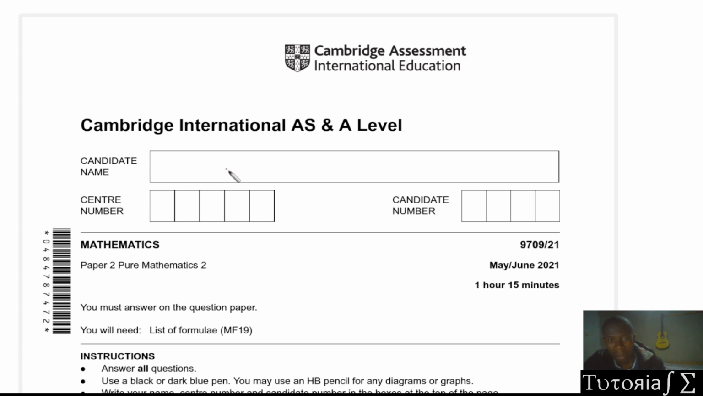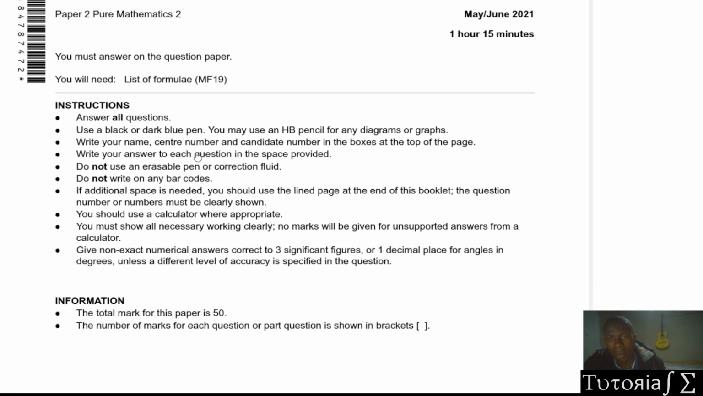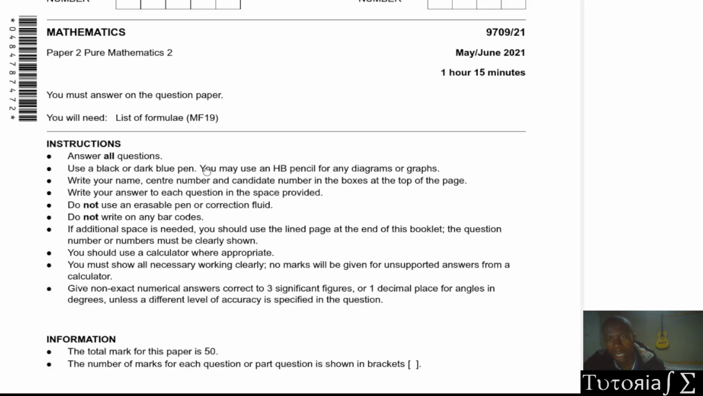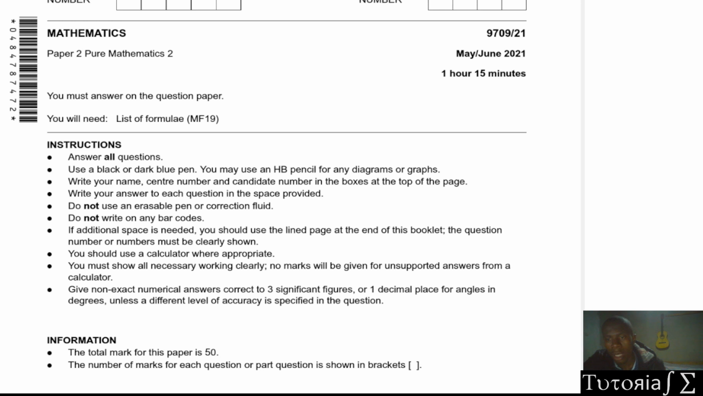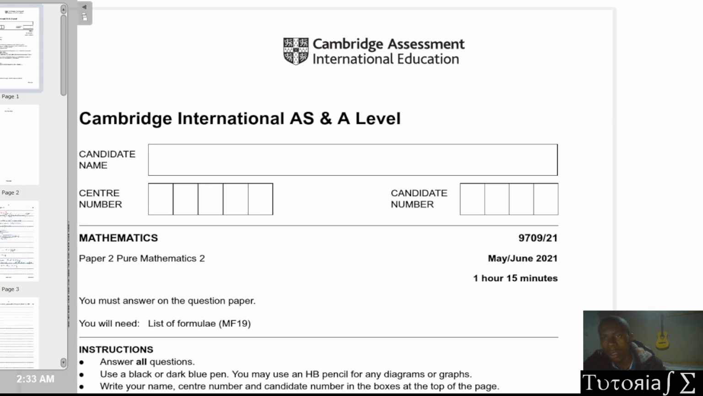So basically in this paper we'll be going through and solving some questions, hoping to finish the questions. These are the instructions, so read through the instructions there. I'm just going to give you ideas on how to solve questions in the AS and A level Cambridge International paper. All right, so let's start.